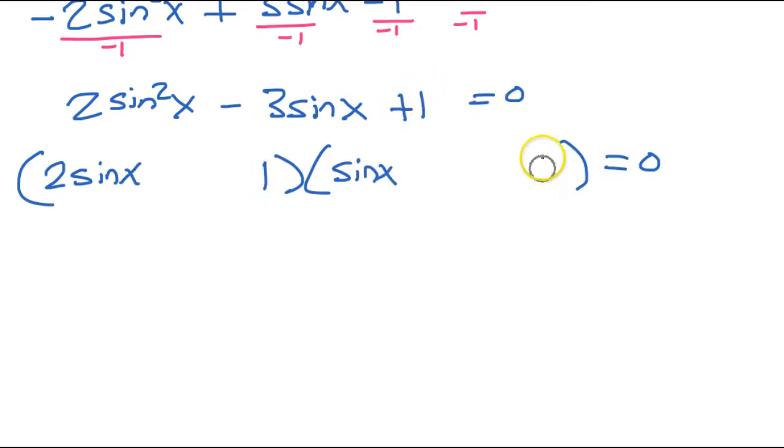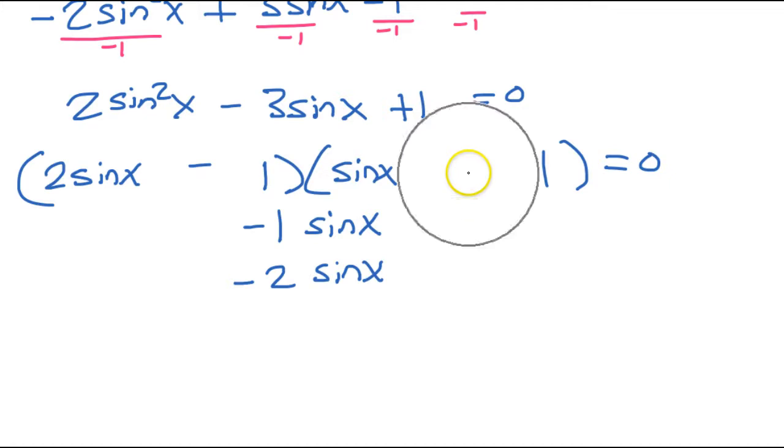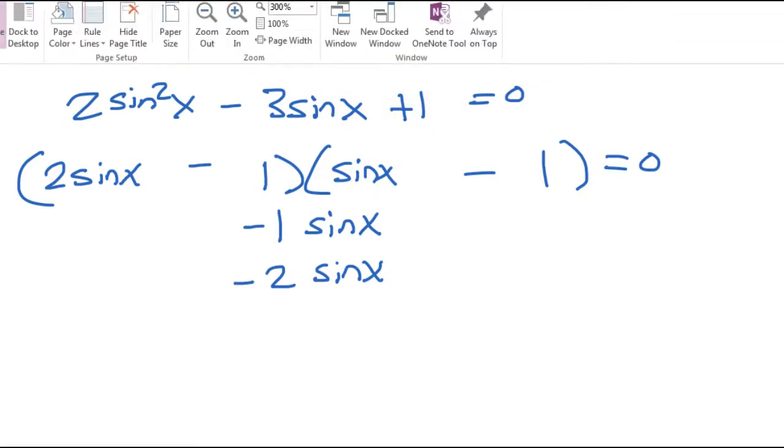1 will only factor as 1 times 1. Inner plus outer must equal the middle. Inner, I have 1 sine x. Outer, I have 2 sine x, if I multiply these together. Together, these must equal negative 3 sine x. The only way that's going to happen is if they are both negative, which means that both of these have to be negative. Double check to make sure that negative 1 times negative 1 equals this positive 1. And it does, so that means we have factored correctly.